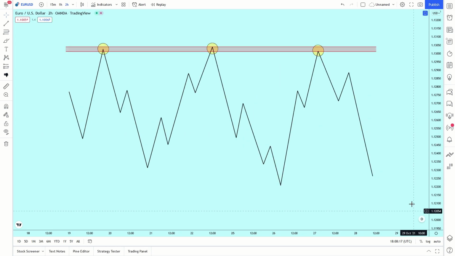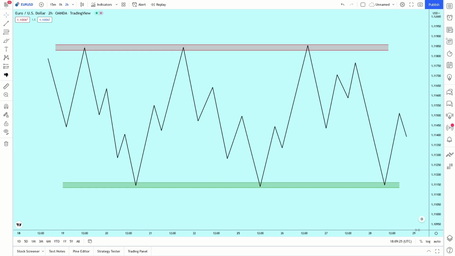Here we have an example of a resistance zone. Okay, price moved up and down, but failed to break this zone multiple times. And if you connect these highs, you have a valid resistance zone. Resistance is a price level where rising prices stop, change direction, and begin to fall. Resistance is often viewed as a ceiling keeping prices from rising higher. Support and resistance levels help identify possible points where price may change direction, just like we can see here.